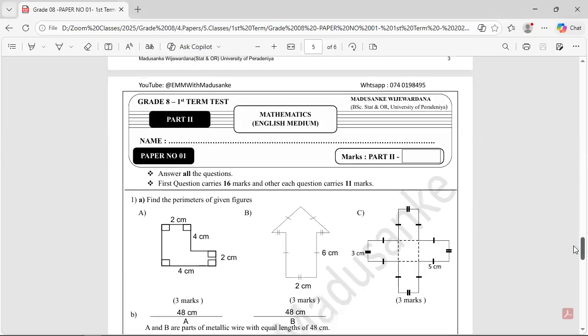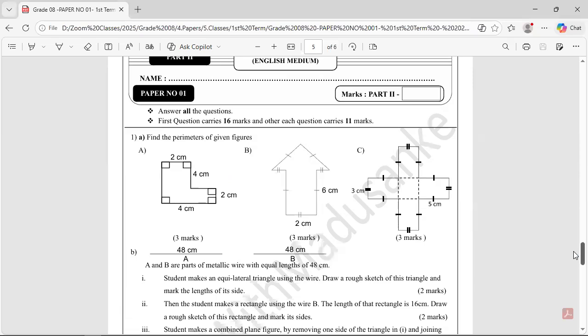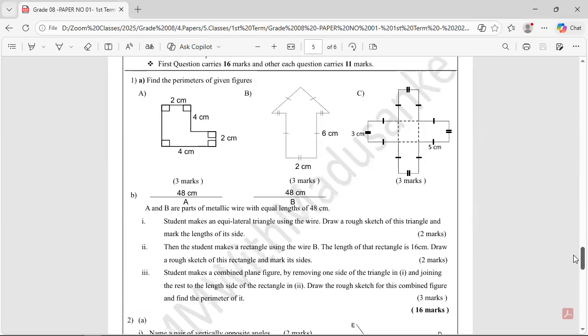Right? This is the first term, grade 8, part 2, paper number 1. So I am going to discuss our first question, the first question that I have given you. Now I will discuss this on the board. I'll make a board again.